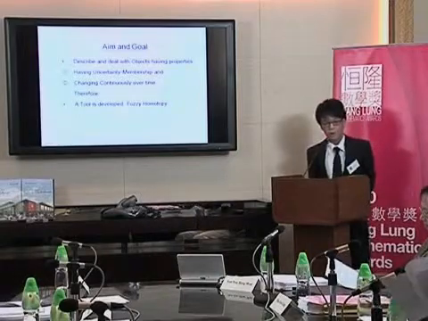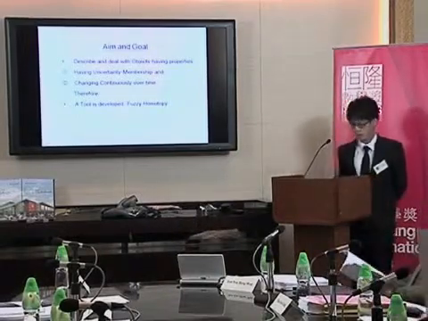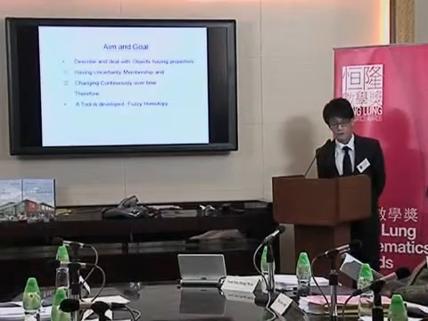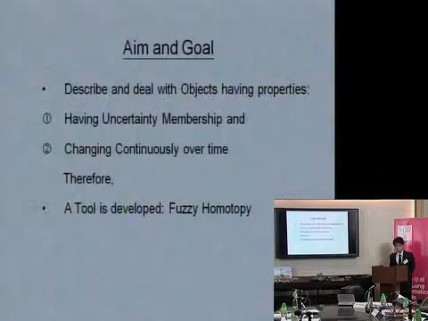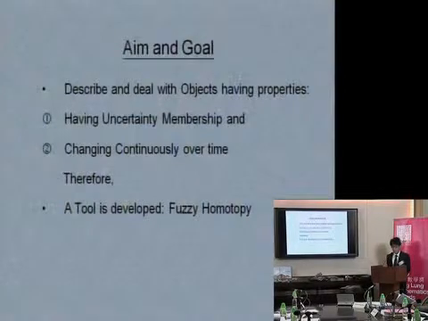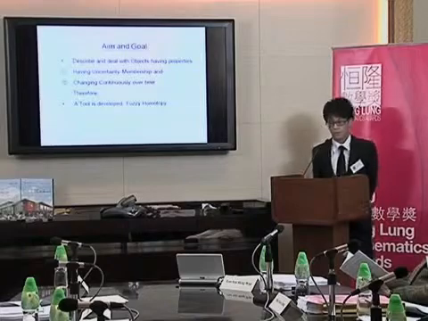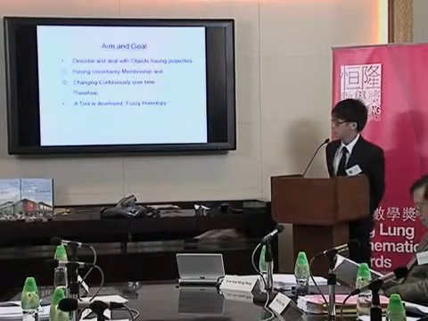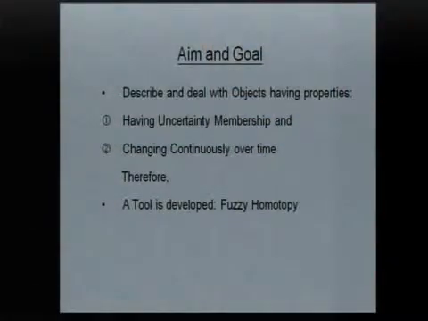What is the aim and goal of this project? It is to refine that there are some objects having an uncertain membership and it changes continuously over time. In order to deal with and describe this situation, we want to create a tool called fuzzy homotopy. What properties does this fuzzy homotopy have to deal with these objects? First, we say something about fuzzy.